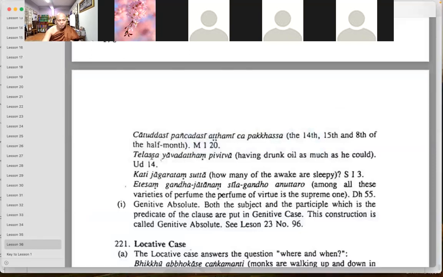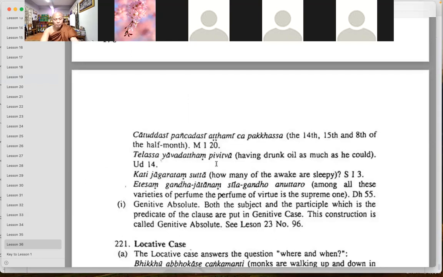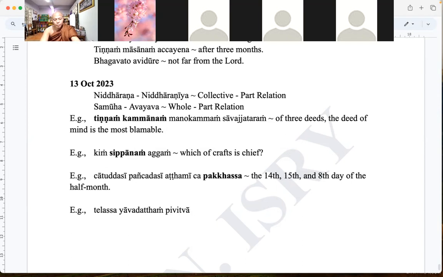And then another example is the lesser yawa dad, be wait the lesser yawa dad. Yawa dad means as much as he wished, as much as he could. To understand easily, the lesser yawa dat ten, biwe dawa. The meaning of biwe dawa is having drunk. So actually, the object of biwe dawa is yawa dat ten.